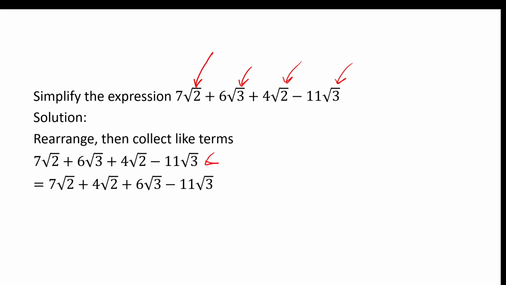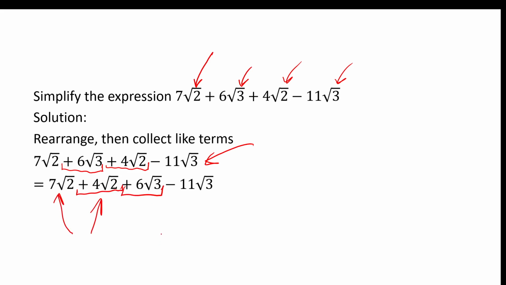So we begin with what we were given, and then if we want, we don't necessarily have to show this, but we'll rearrange this plus 6 root 3 and this plus 4 root 2 and make it plus 4 root 2 and plus 6 root 3. And now we're in a position to collect like terms.